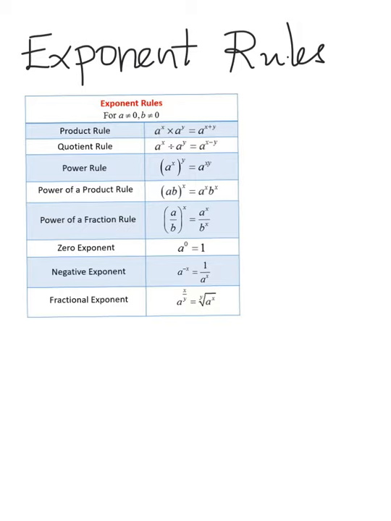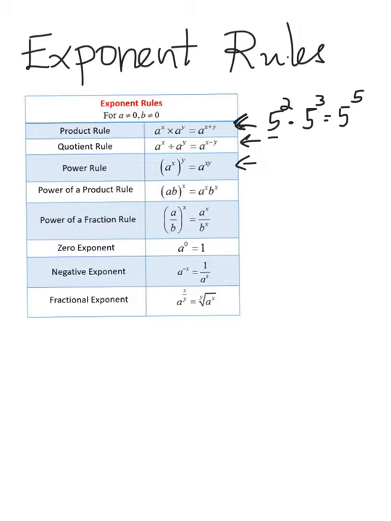Okay, so we have the product rule. Now, the product rule is pretty straightforward. I would hope that you guys at least know these three off the top of your head, hopefully. But if not, let's just look at some examples. So let's say I have 5 squared times 5 to the third. You would end up with 5 to the 2 plus 3, which is 5 to the fifth power.